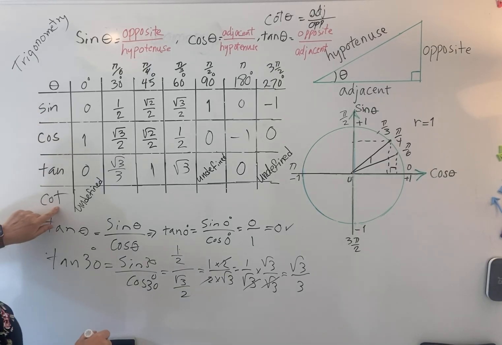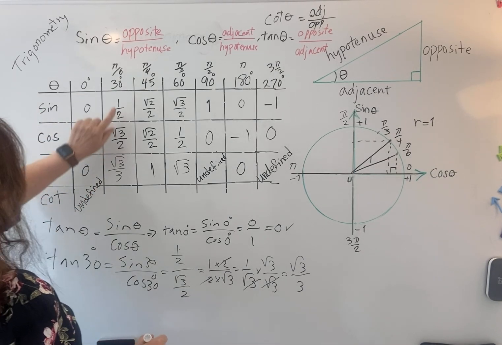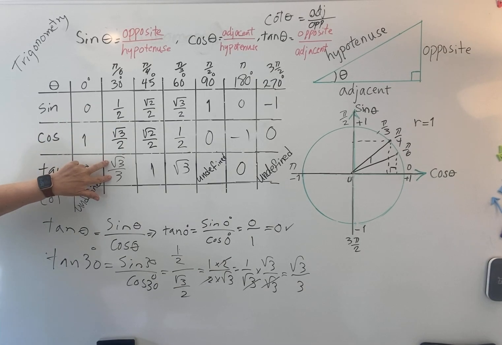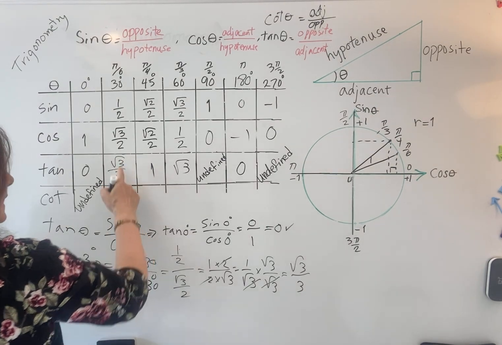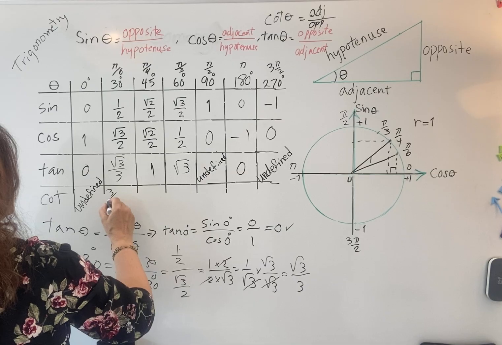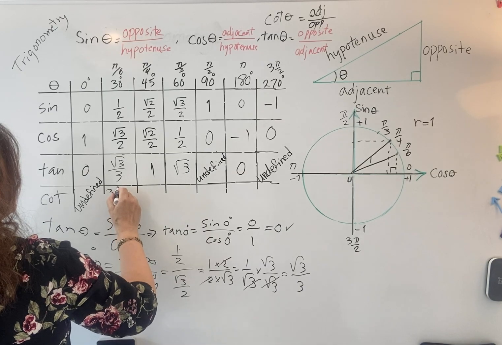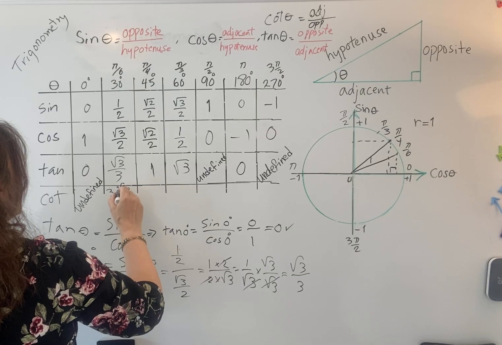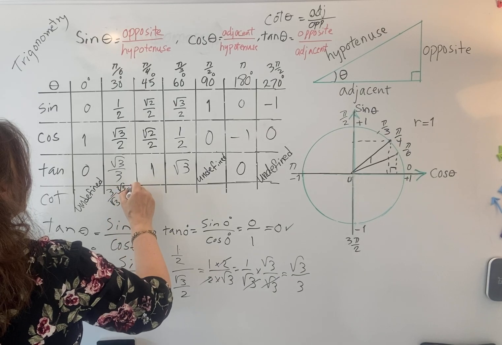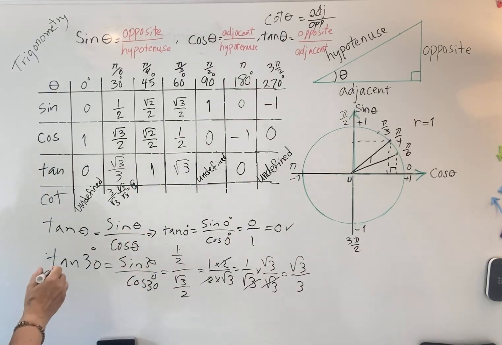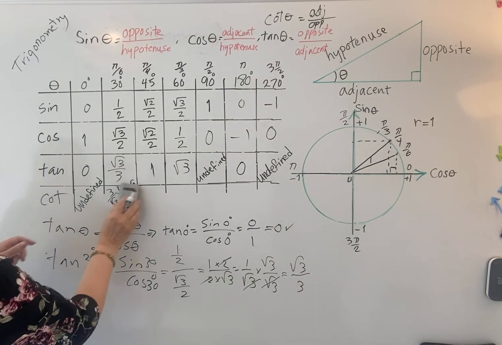Cotangent of 30 degrees. You can say cosine over sine, or you can take the reciprocal of tangent, which gets 3 over radical 3. Simplify, rationalize, and you have 3 over radical 3 equals radical 3. Just simplify this one.